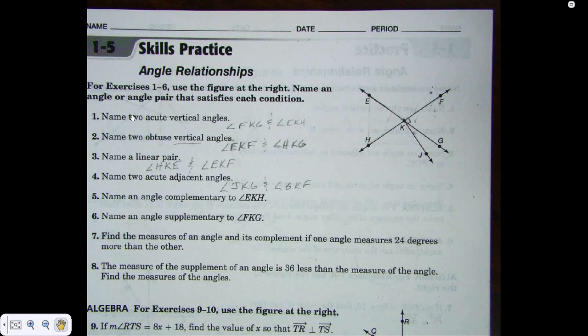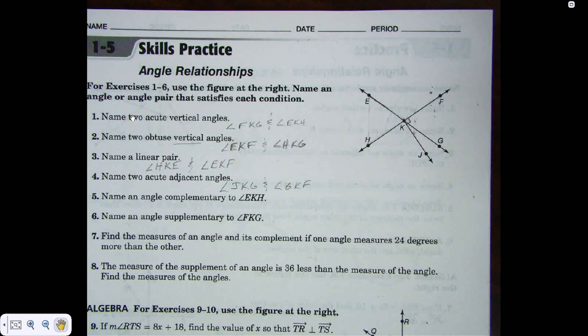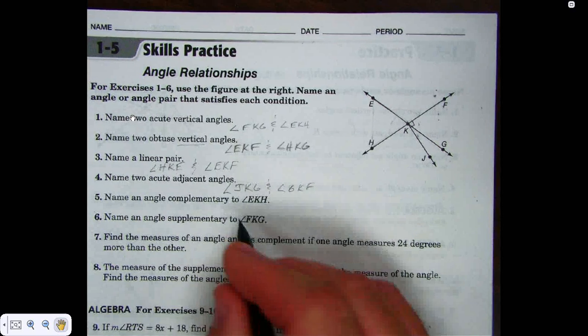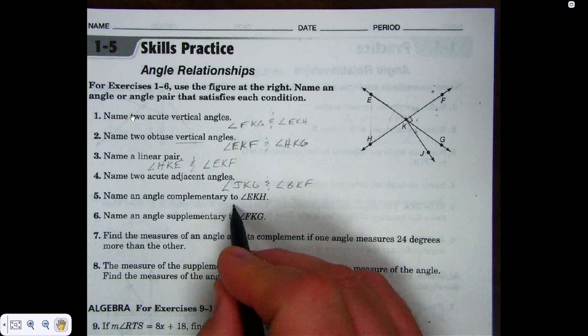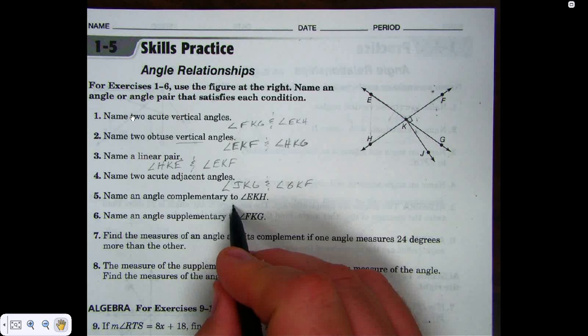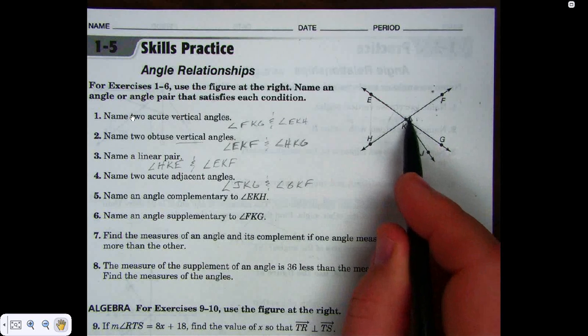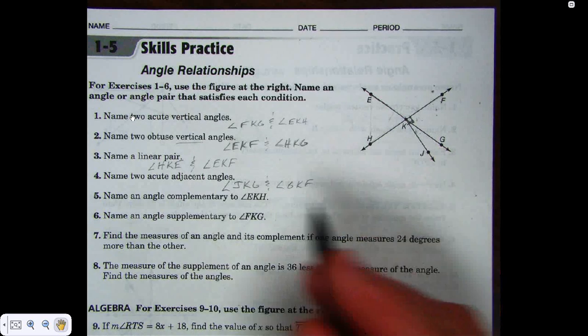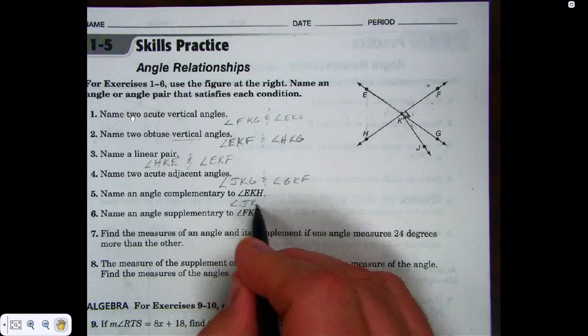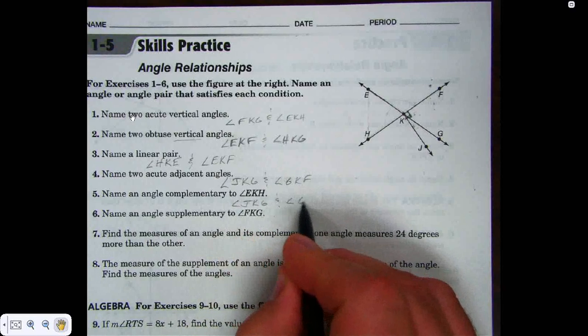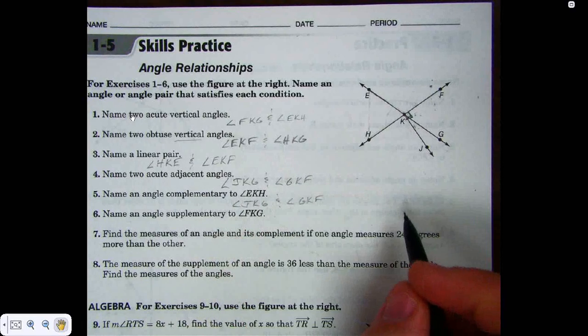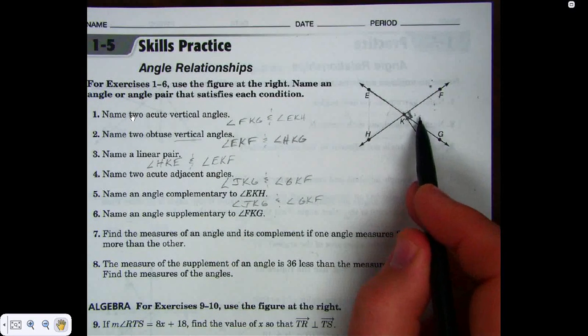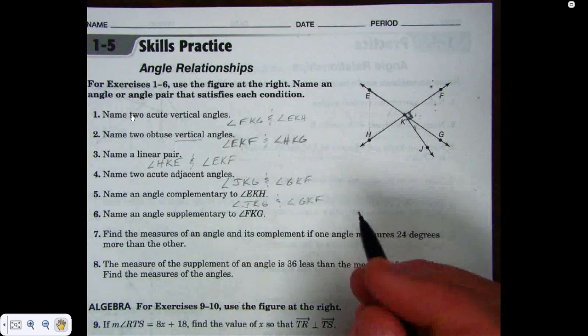Name two complementary angles. That's two angles that add to 90 degrees. Aren't they the exact same ones we just did? Doesn't this angle and this angle have to add to 90 degrees? Right, because that's a right angle sign, and the two smaller parts have to equal the whole thing.